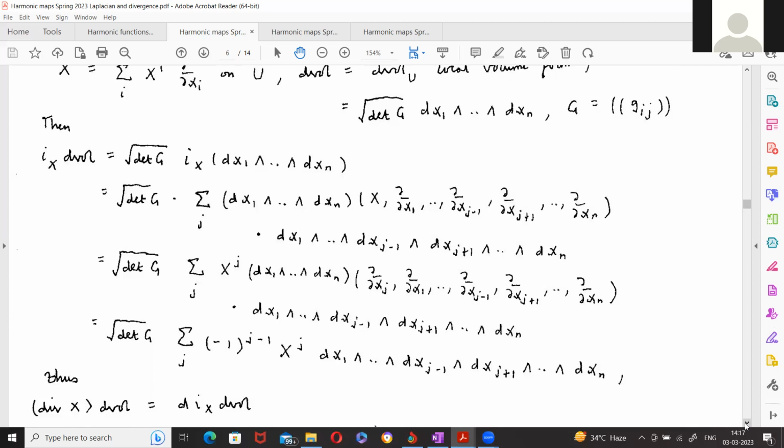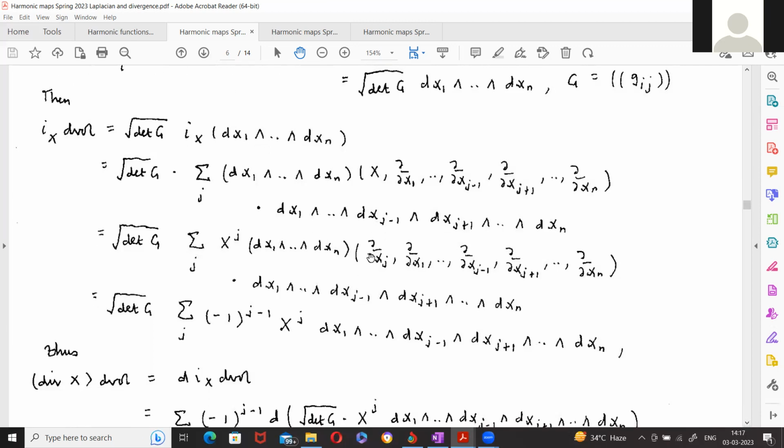Now what I can do is, I move this del del xj into the jth spot, right? So to do that, I'll have to make j minus 1 transpositions. So I'll get a sign minus 1 to the j minus 1, xj, and then I'll get dx1 wedge dxn acting on del del x1 up to del del xn. That is equal to 1. So that goes away. And then I'll just have dx1 wedge dxj minus 1, wedge dxj plus 1, wedge dxn. All right. So this is the interior contraction Ix dvol.